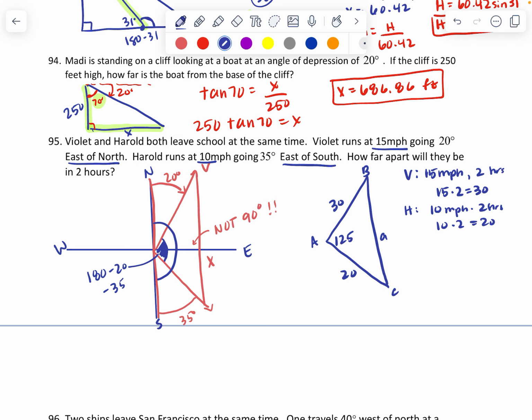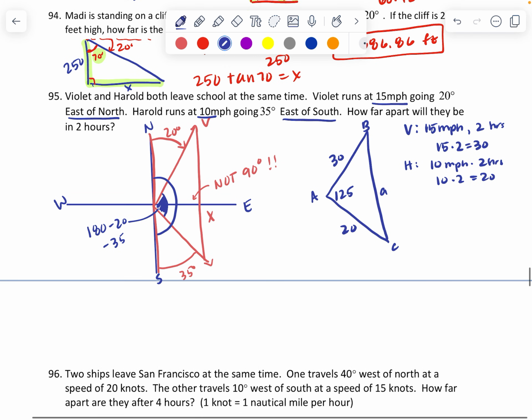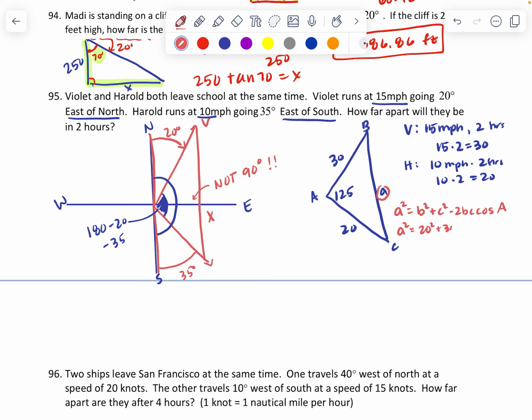And the reason I did that is so I can use law of cosines a little bit better. Okay, so let's go ahead and do law of cosines. I'm looking for little a. So I'm going to use a squared equals b squared plus c squared minus 2bc cosine of A. Now plugging that in, I'll get little a squared equals 20 squared plus 30 squared minus 2 times 20 times 30 times the cosine of 125.